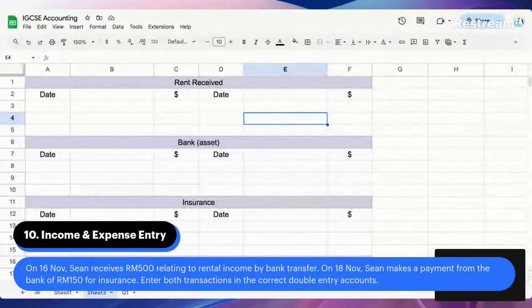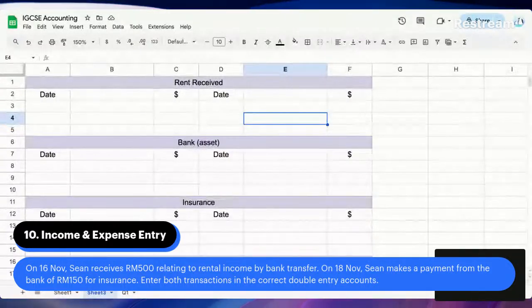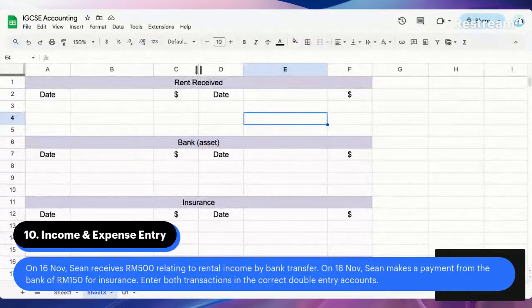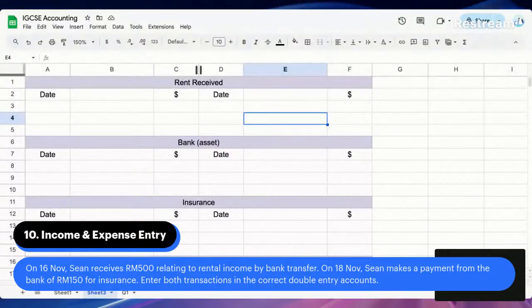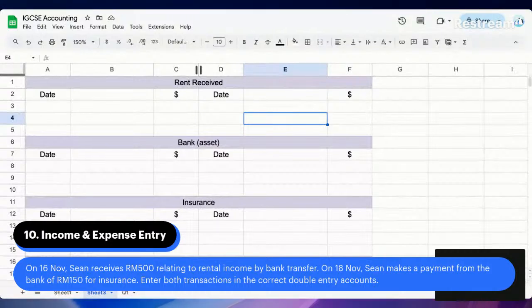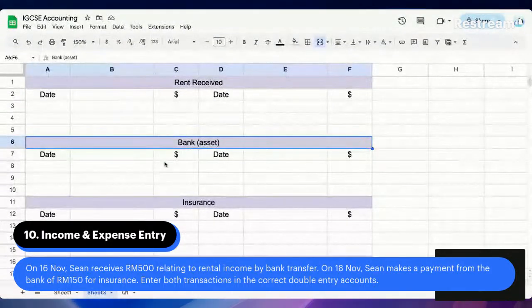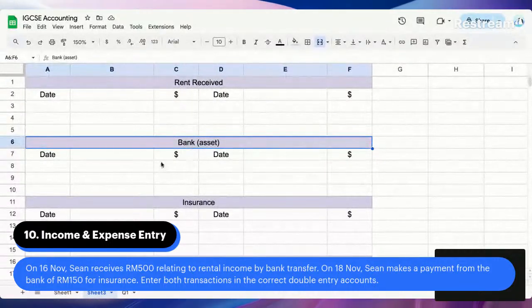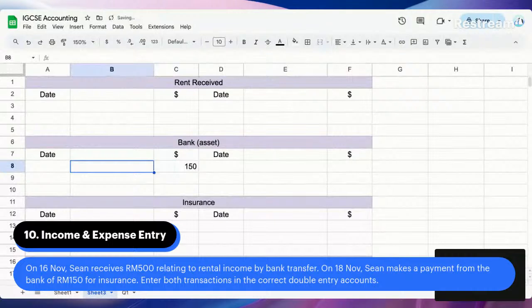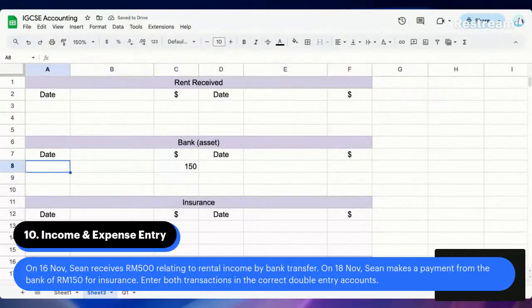Okay, so the first transaction is about rental. Rental here is not rental that you pay to your landlord. It's rental that you receive from others through the bank. So through the bank, you receive the money, and the bank increases, right? Remember, bank is an asset. When an asset increases, is it debit or credit? It is actually debit. So how much is the amount? The amount is 500. Increase means increase in debit. When it happened, you just put the date there.